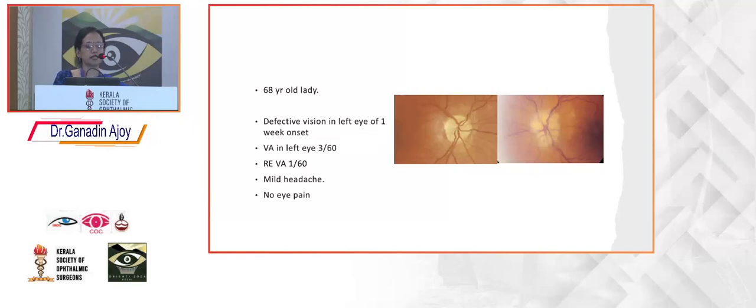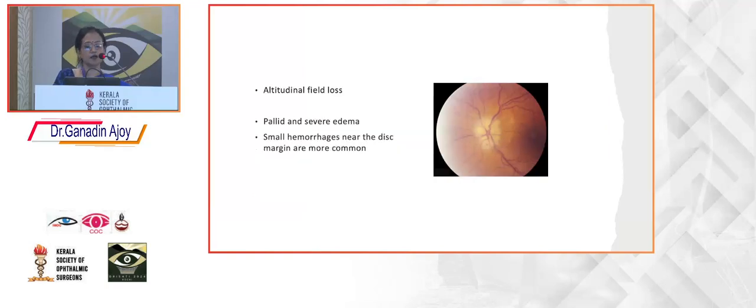So coming to the next case, which is a 68-year-old lady who presented with defective vision of the left eye, 1 week onset. Visual acuity 3/60 in the left eye and right eye was 1/60. She has a mild headache but no eye pain. Has an altitudinal field loss. The fundus shows a pallid, severe disc edema.